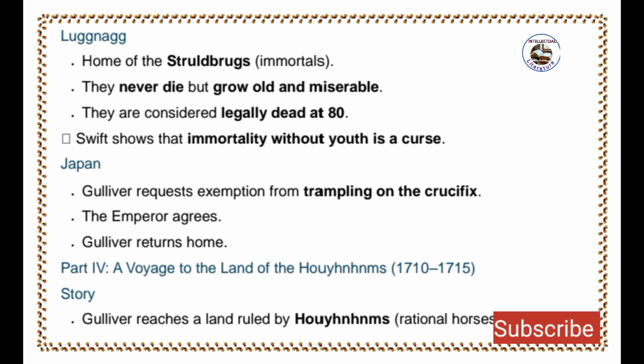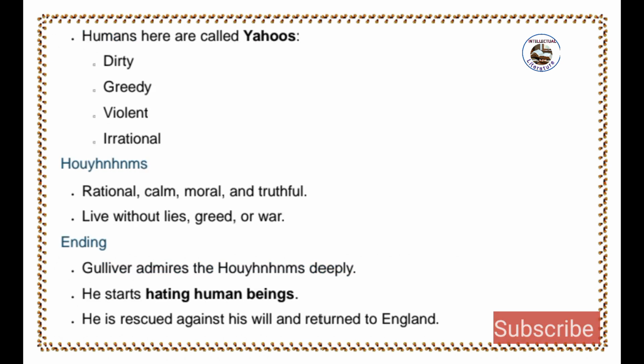Next we are going to talk about a voyage to the land of the Houyhnhnms, the period from 1710 to 1715. The story of this voyage: Gulliver reaches a land ruled by Houyhnhnms, rational horses. Humans here are called Yahoos: dirty, greedy, violent and irrational. Houyhnhnms are rational, calm, moral and truthful, living without lies, greed or war.